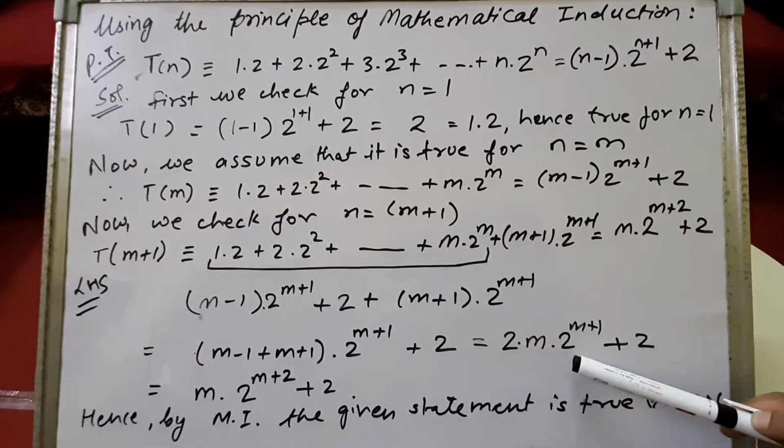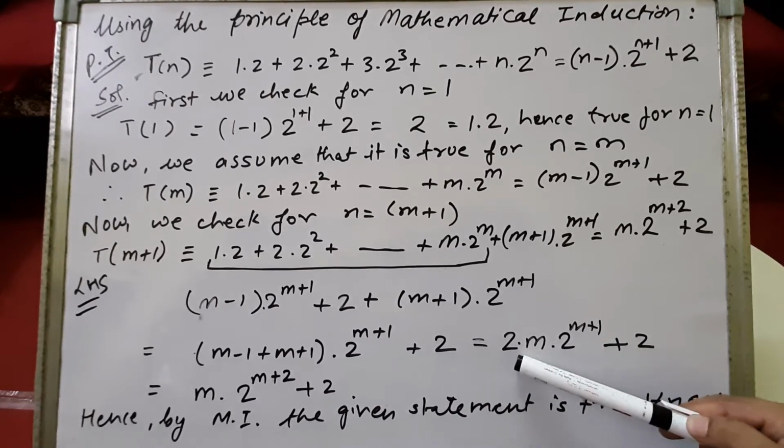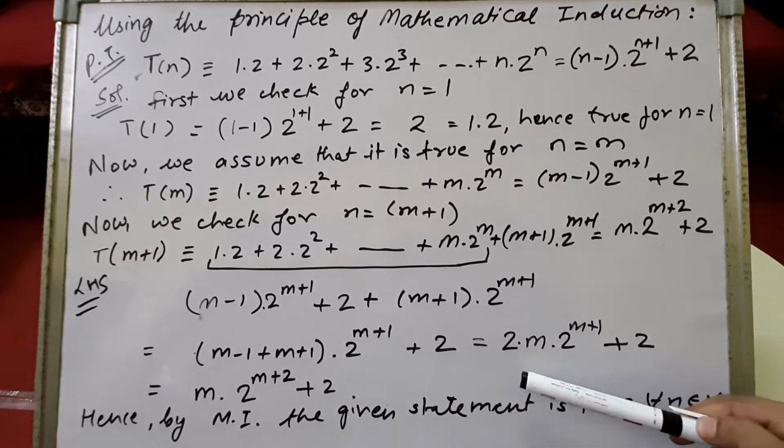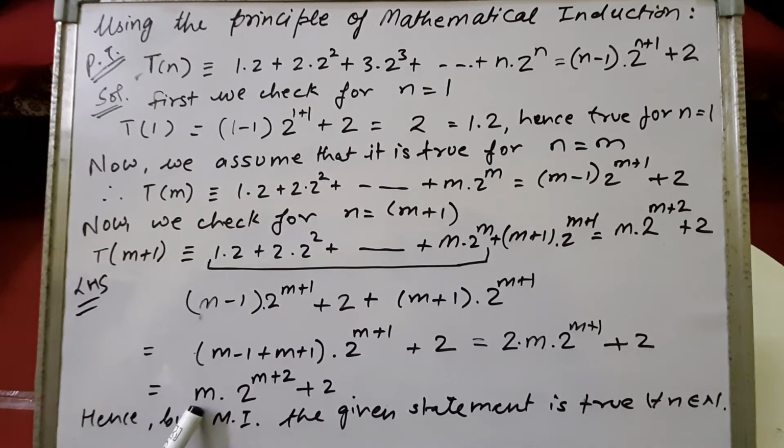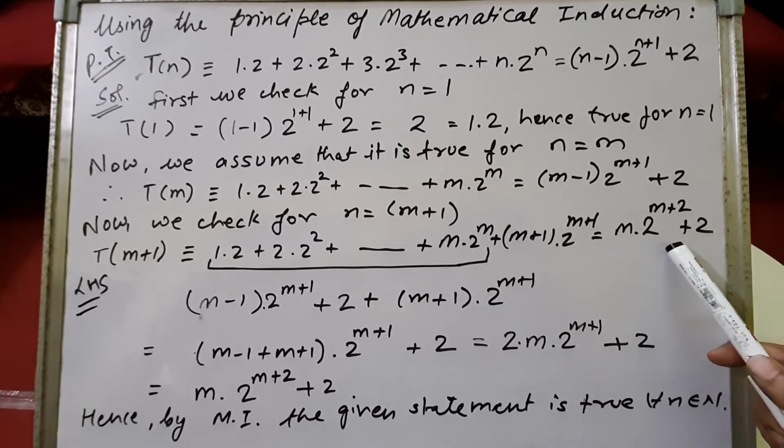So 2 and 2 to the power m plus 1 we can simplify. Here 2 means 2 to the power 1, times 2 to the power m plus 1. When the base is same, powers will get added. So what will be the simplification afterwards? m into 2 to the power m plus 2, plus 2. So this is what we have to prove: m into 2 to the power m plus 2, plus 2.